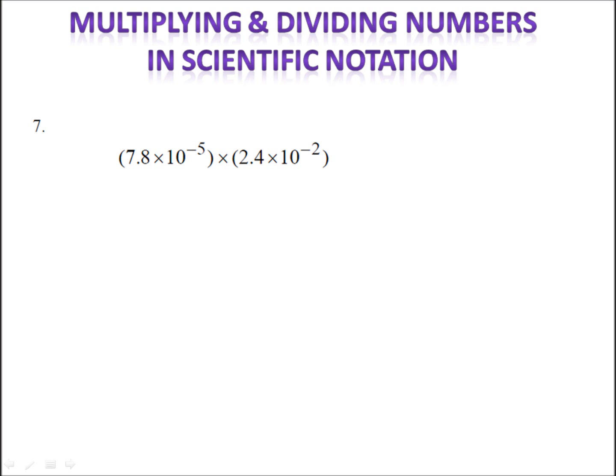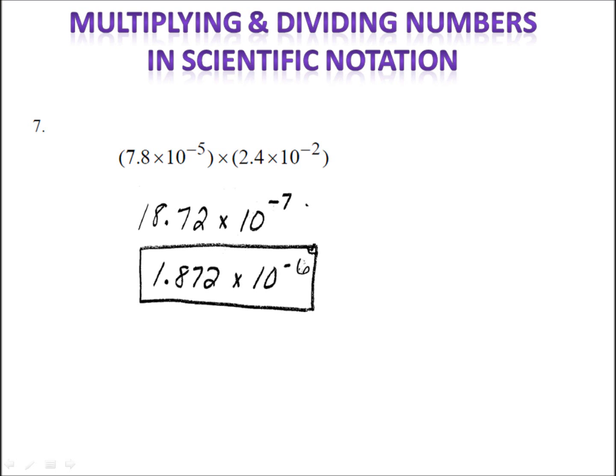We began this example by multiplying 7.8 by 2.4. That gives us 18.72. 10 to the negative 5 and 10 to the negative 2 is 10 to the negative 7. I need to move my decimal to the left, and Lars tells me when I go left, I add. Negative 7 plus 1 is negative 6. So 1.872 times 10 to the negative 6.